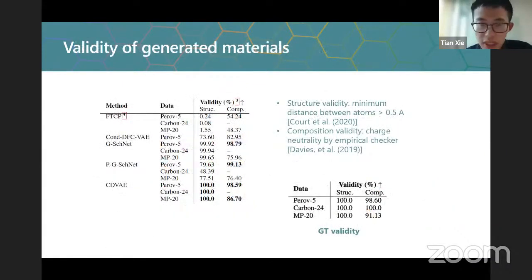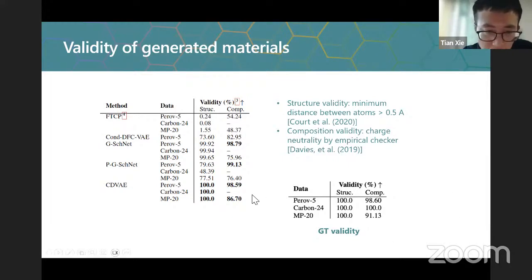The first is validity. Unlike molecules, it's very hard to define validity for crystals, so we use some very simple metrics. The first we call structure validity. Basically, it just says that there are no two atoms that are too close to each other, so the minimum distance between atoms should be larger than 0.5 angstrom. The second is the so-called composition validity, which we just check that all the chemistry we generate is charge neutral.